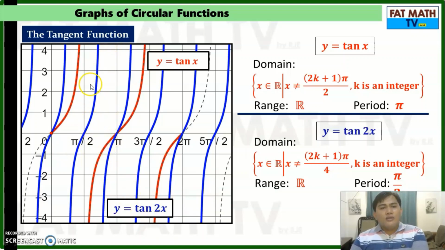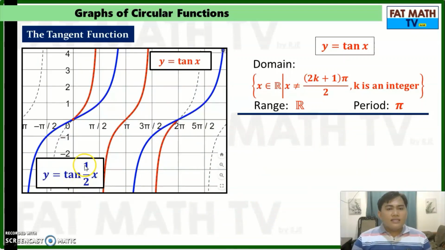So your vertical asymptote here is 3 pi over 4. Here you will have 5 pi over 4, and then 7 pi over 4, and then 9 pi over 4. So you will have the odd multiples of pi over 4. Those will not be included anymore in the domain because they will give no value for y.